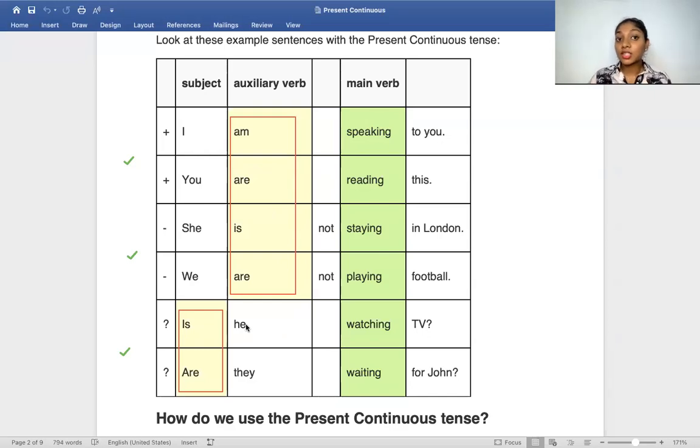So, is he watching TV? Are they waiting for John? So like that you can create questions very easily. The only thing that you have to study is this am is are, all the middle part. The technique is the same for all tenses, the way of converting to negatives and making the question form. But we need to know what changes we make to the main verb.